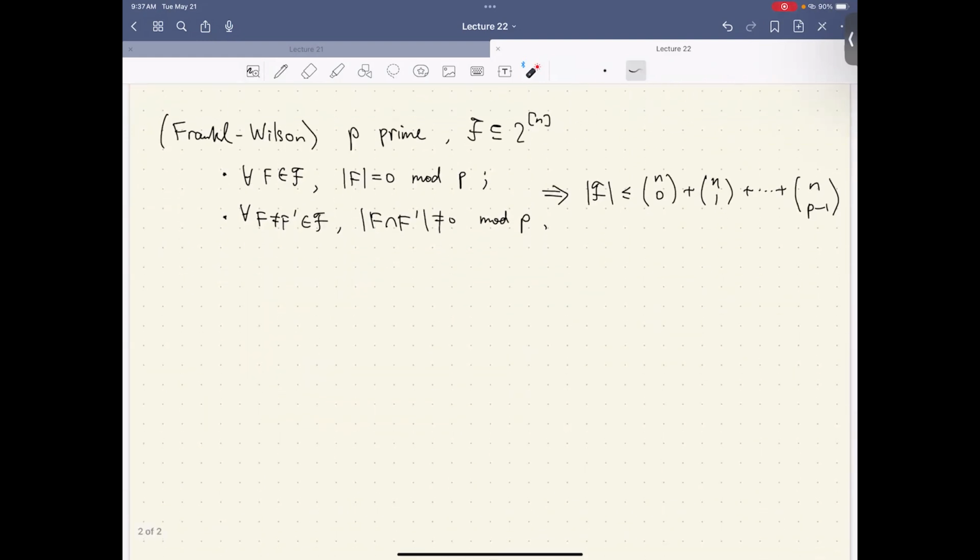The application we want to see today is a geometric one, about sets with no orthogonal pairs. Basically, we want to know that these sets are very small. It turns out to be exponentially small.